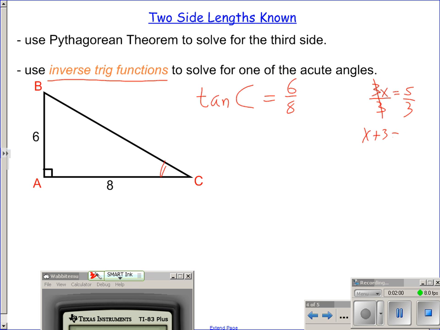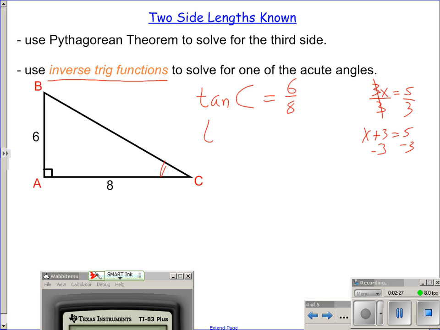If you've got x plus 3 equals 5, we want x by itself, so we've got to get rid of that plus 3. Subtract 3. The adding and subtracting are inverses of each other. They undo each other. We're going to apply that same thought process to these trig functions. We're going to take the tangent of angle C to equal this ratio of 6 over 8. We need to figure out what C is, so we need to get C out of this tangent function.